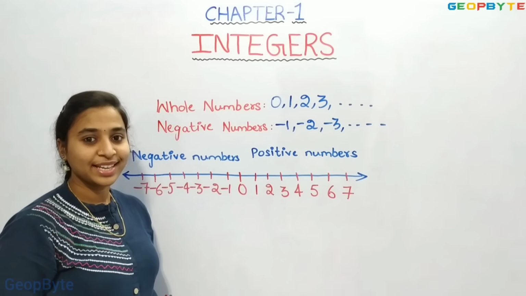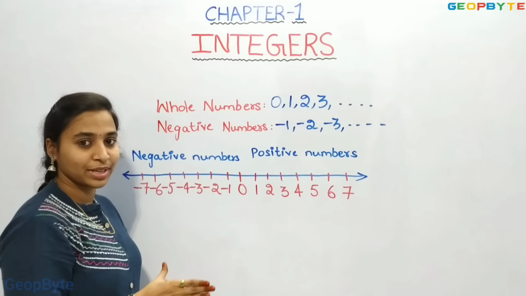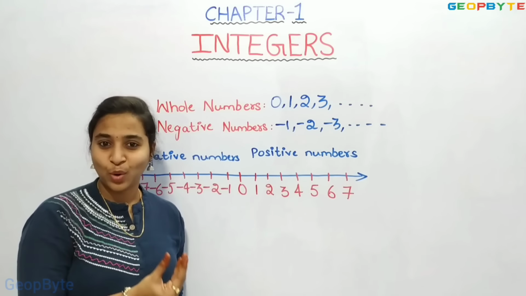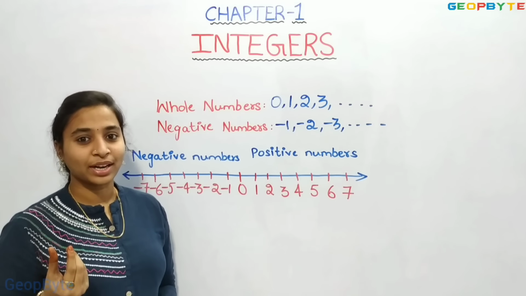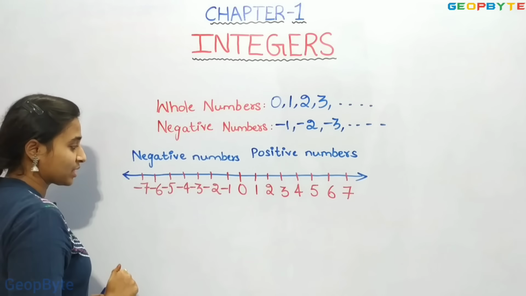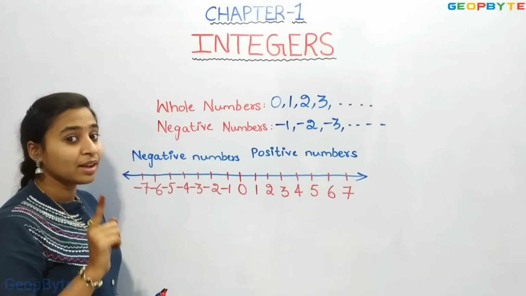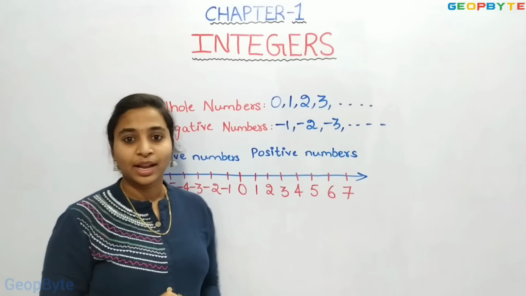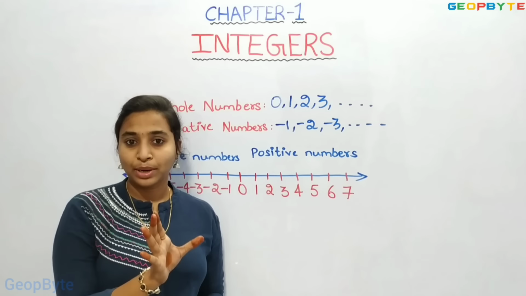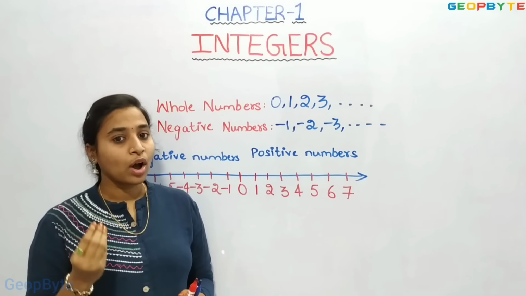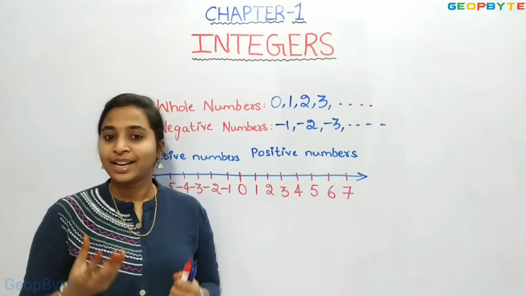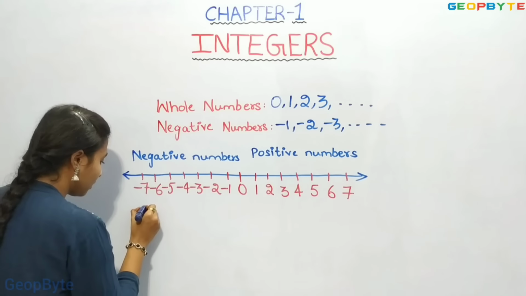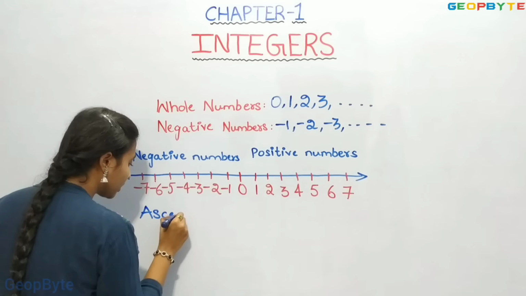Now let us see ascending order of these numbers. As you know, ascending order means writing from the smallest number to the biggest number. Let us see in these numbers. Here we will consider the smallest number as negative numbers. Not only here, anywhere, if positive numbers and negative numbers are there, always the smallest number is negative number. Let us write. Ascending order.